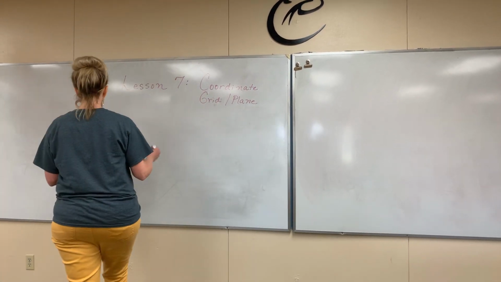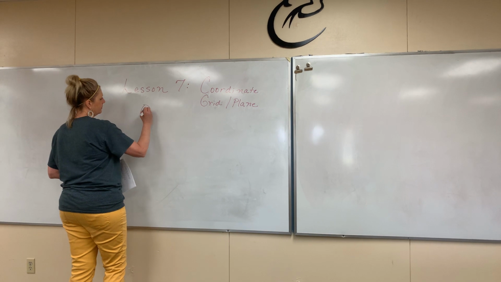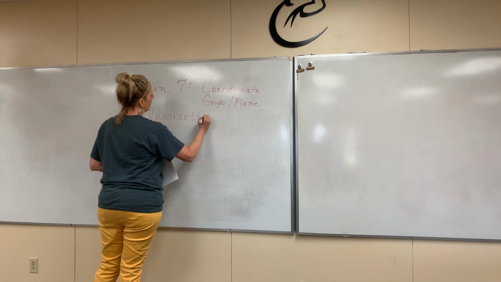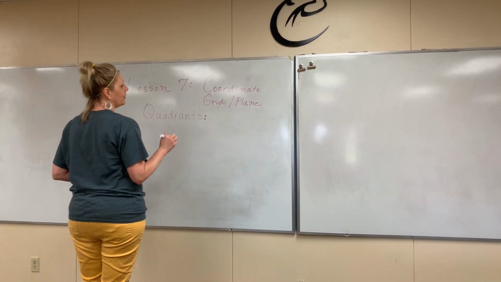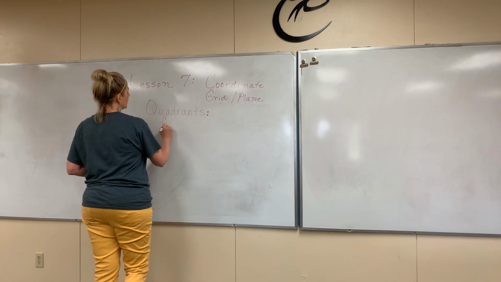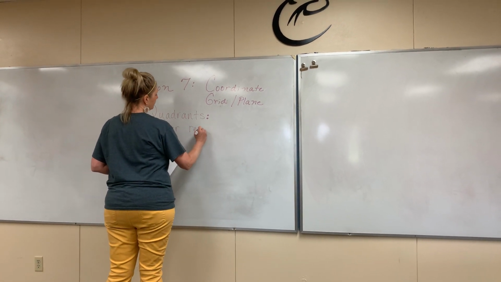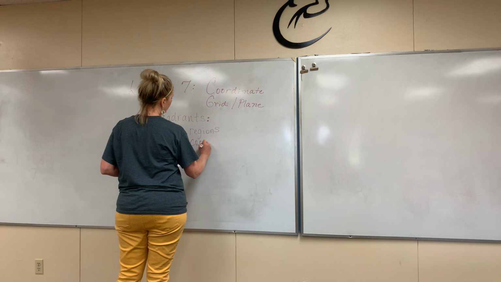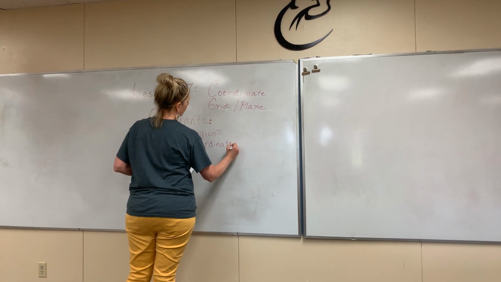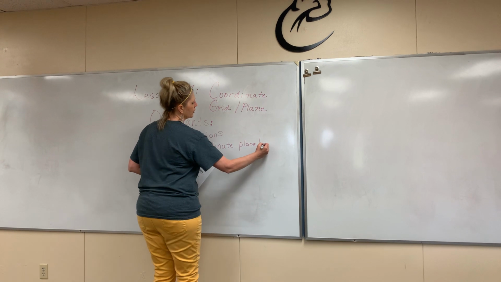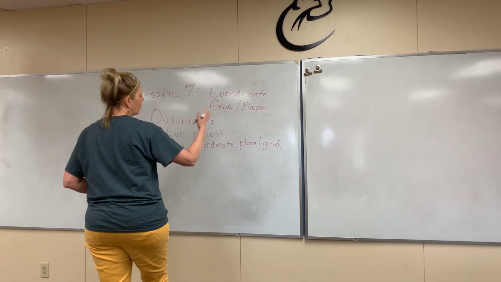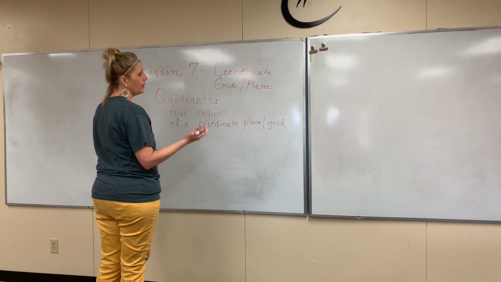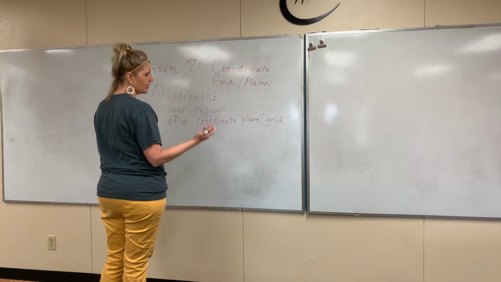All right, so I want to start off talking to you about what quadrants are. Quadrants. Well, now there are 4 of them. No longer quadrant 1. There's 4 of them that we're going to learn. These are the 4 regions of a coordinate plane or grid. Some people call it a coordinate plane, some people call it a coordinate grid. But basically, you know what it looks like, and it's where you put your coordinates on the grid, X and Y.